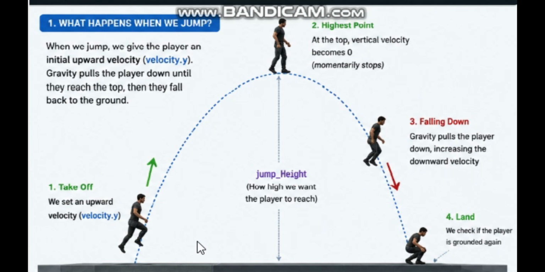When the player presses the jump button, the very first thing we do is apply an upward force to the player. Once the jump force is applied, the player starts moving upward, but gravity is always pulling the player downward at the same time. So even while the player is moving upward, gravity slowly reduces the upward speed. Eventually, the player reaches the highest point of the jump. At this moment, the upward velocity becomes 0 for a split second. The player stops moving upward and then starts falling back down. Now gravity completely takes over, and the player starts accelerating downward. This creates the falling part of the jump.